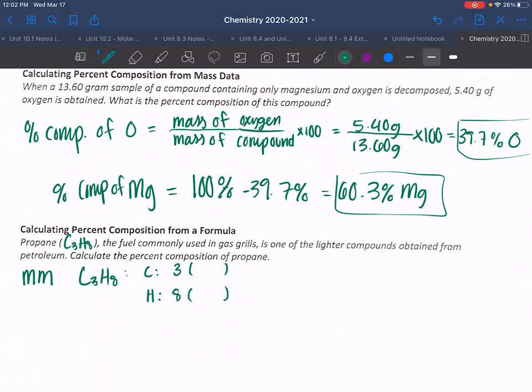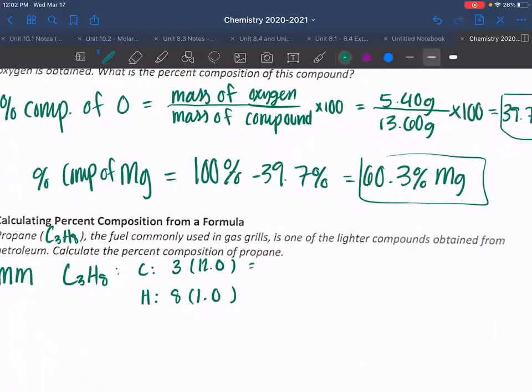Go ahead and shout it out when you get an answer for molar mass. 44, awesome. Okay, so if we're calculating the molar mass of C3H8, we have 3 carbons, which each have a mass of 12. We have 8 hydrogens, which each have a mass of 1. That gives us 36 for carbon, 8 for hydrogen. If we add those together, you should have gotten a molar mass of 44.0 grams per mole.